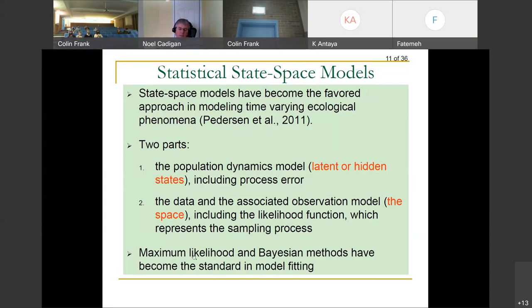And then maximum likelihood and Bayesian methods have become the standard for model fitting. I would say, more recently, it's just maximum likelihood and Bayesian.